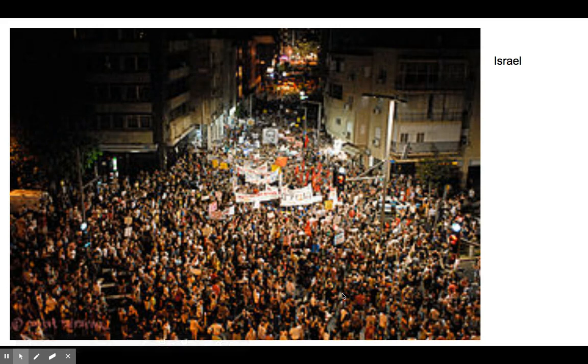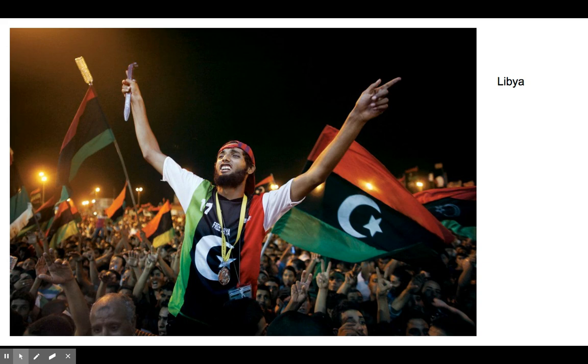In Israel, there were huge demonstrations over the summer, which did not topple the government. In Libya, there were huge demonstrations which did topple the government of Muammar Gaddafi and brought about a period of, you might call it anarchy in Libya, where there are a number of different groups competing for power.